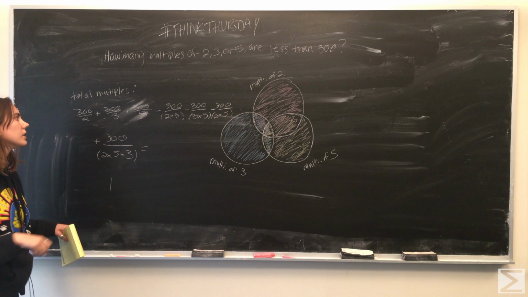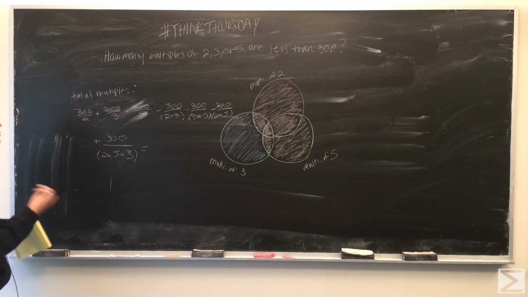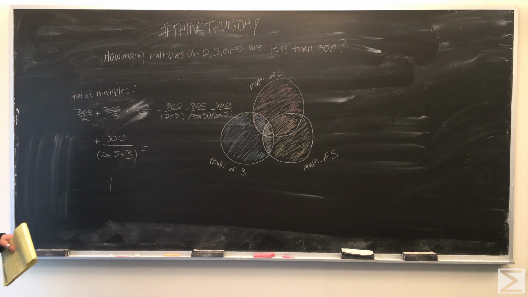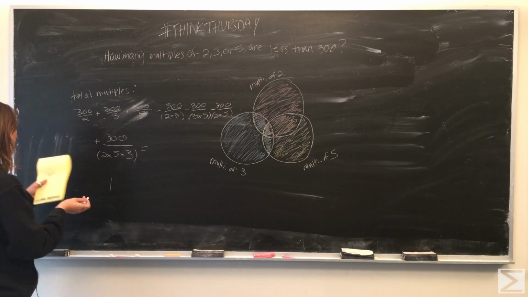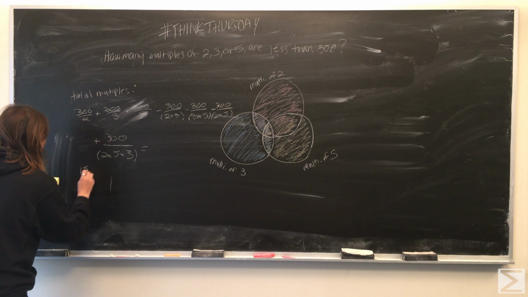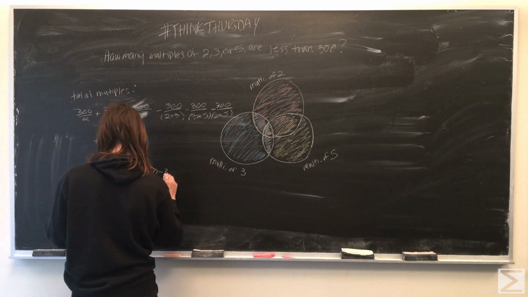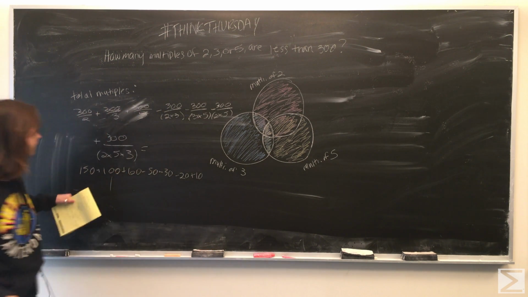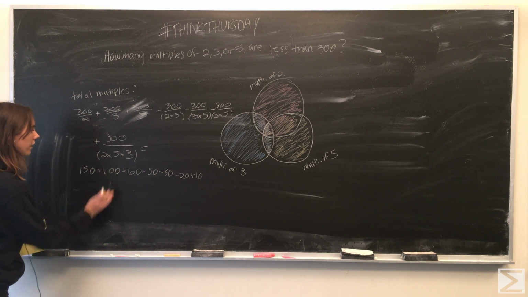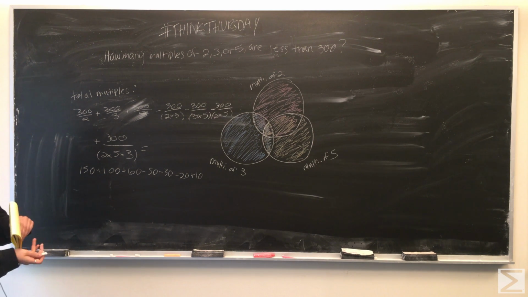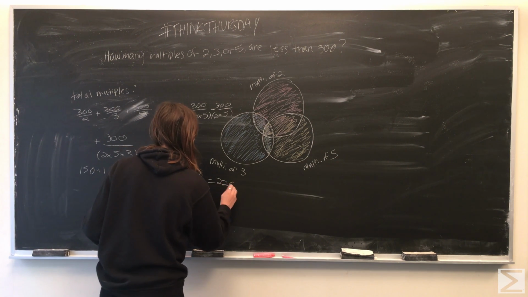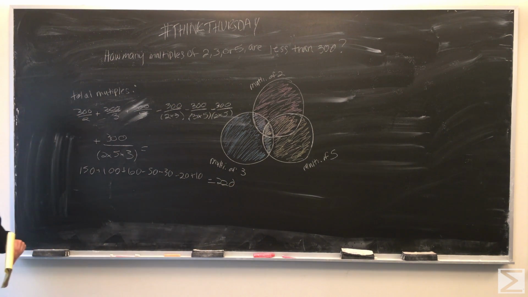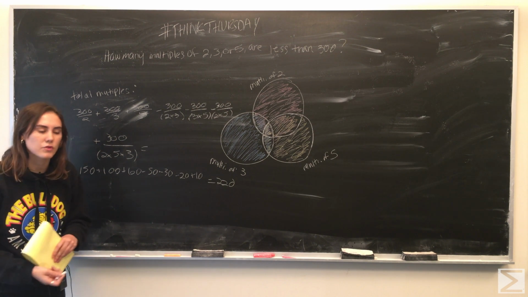And what that should do is give us the total number of multiples of 2, 3, or 5 that are less than 300. And simplifying this all out, what it comes out to be is 150 plus 100 plus 60 minus 50 minus 30 minus 20 plus 10, which gives us a total of 220 multiples of 2, 3, or 5 that are less than 300.